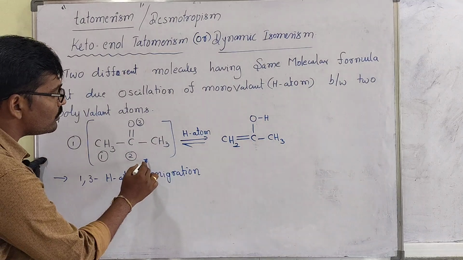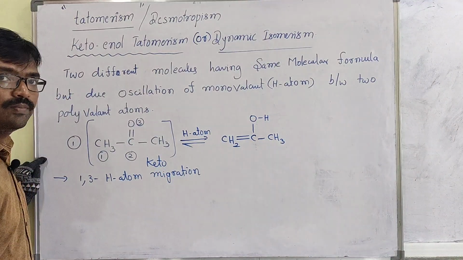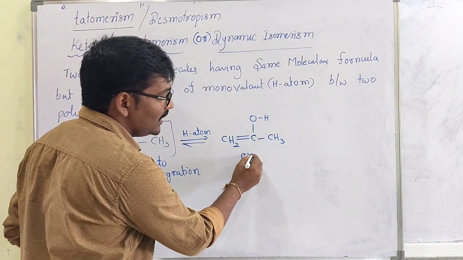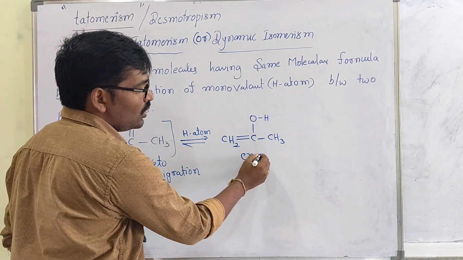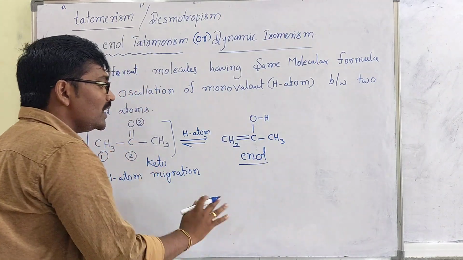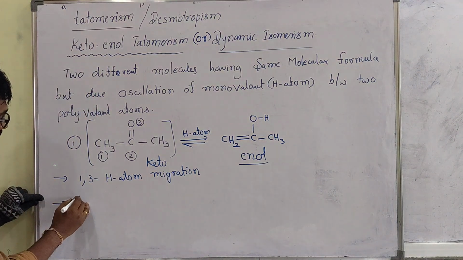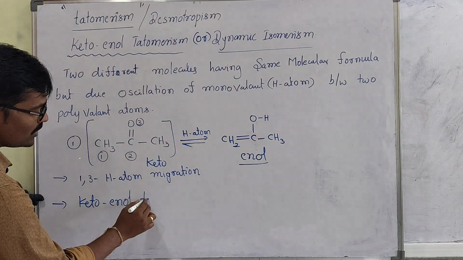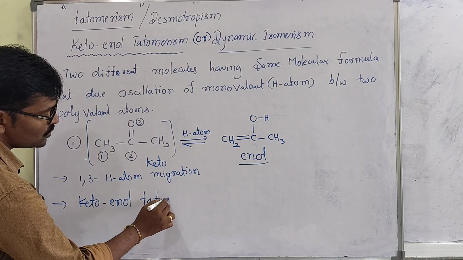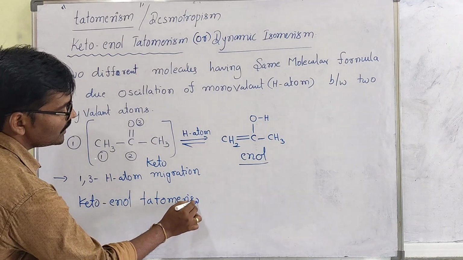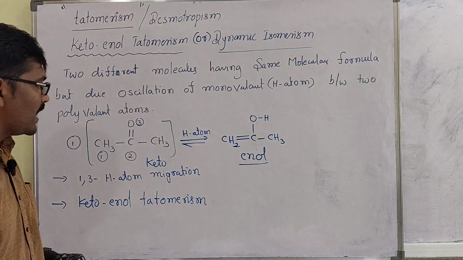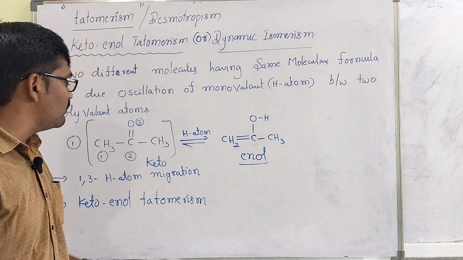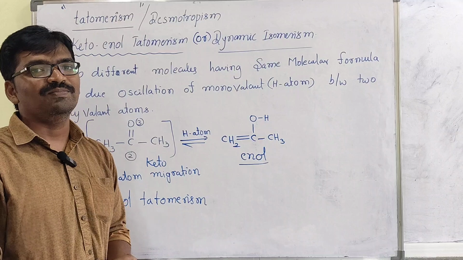Generally, this is the keto form. Here a double bond is there, so we call it ene, and OH is there, so ol. So it is called keto-enol tautomerism. Why do we call it keto-enol tautomerism? Is it clear now? The keto form becomes the enol form. That is why we call it keto and enol tautomerism. Clear all of you?